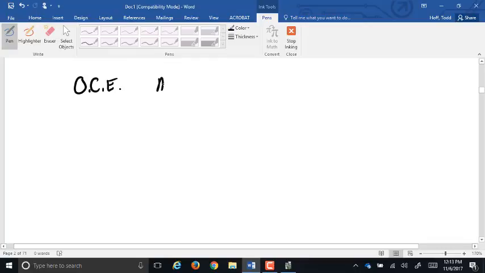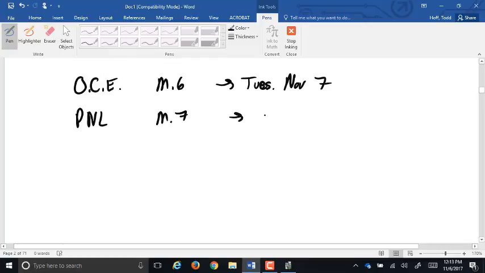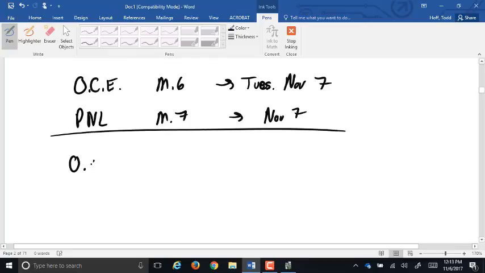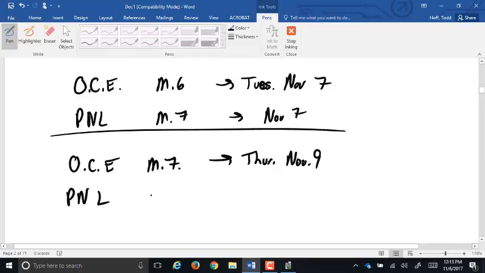We do have the out of class exercises for M6, by the way, that are set to be due tomorrow. Oops, that's Tuesday, November 7th. And then the preparing for next lesson for M7 is also due tomorrow. The OCE for M7, which is what we covered today, will be due on Thursday, November 9th. And then the PNL for M8 is going to be due Thursday.